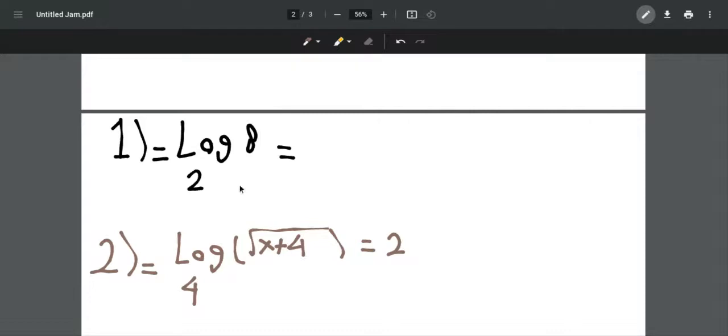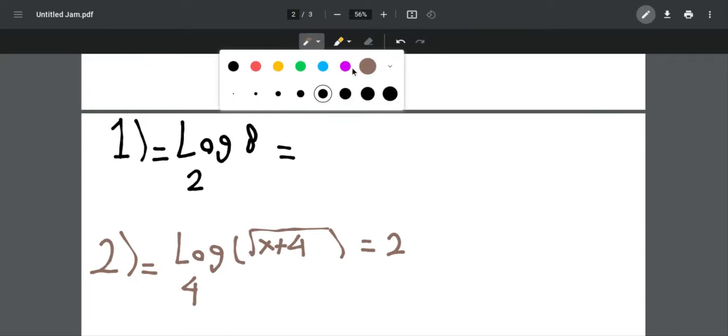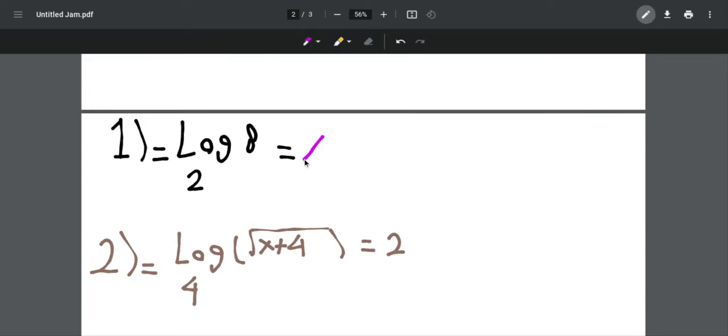For example, if we take a look at number 1, how do we read this question? We read log base 2 of 8. So we say the word log and then the base number and then what is inside the log. And how do we solve it? So let me use another color. Let's say we have the answer to be x. We don't know what the answer is.